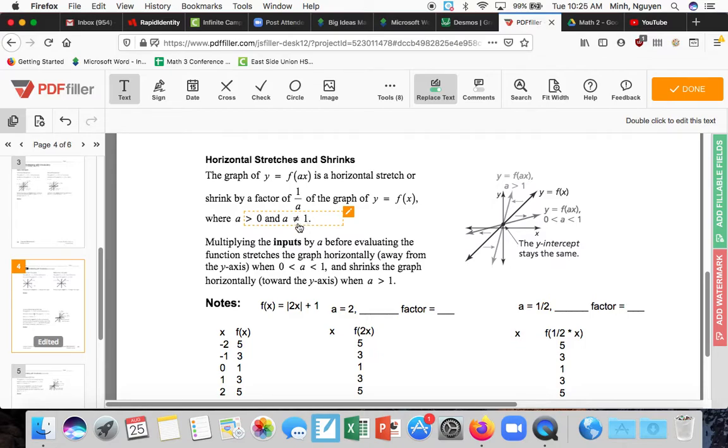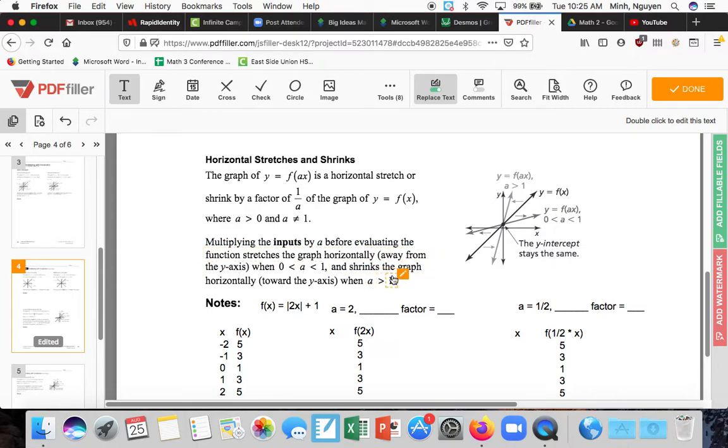Multiplying the inputs by a before evaluating the function stretches the graph horizontally away from the y-axis when a is between 0 and 1, and shrinks the graph horizontally toward the y-axis. If it shrinks the graph horizontally toward the y-axis, that means we're getting narrower, right? We're getting closer to the y-axis. Whereas stretching it horizontally or pulling it sideways means getting wider.